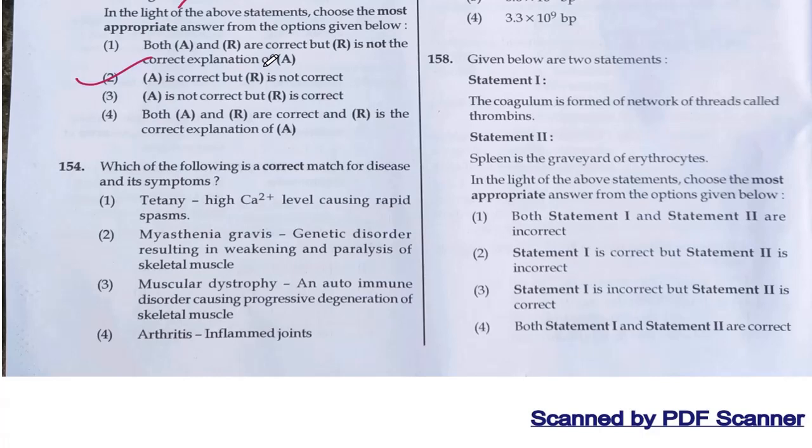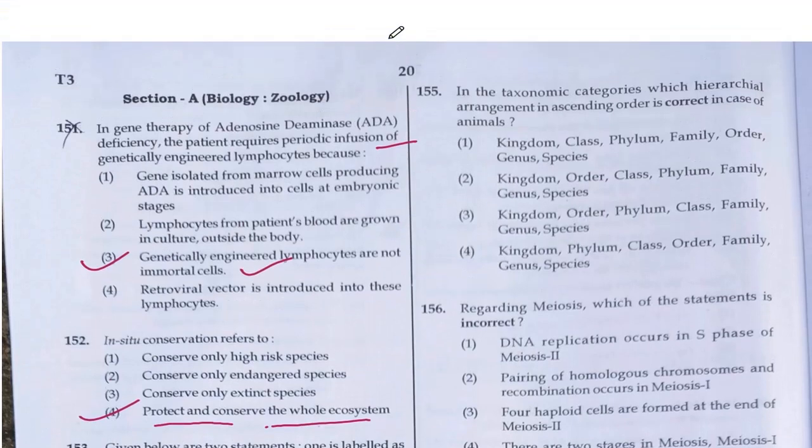Next. Question number 154. Which of the following is the correct match for the disease and its symptom? So that will be your arthritis, that is for your inflamed joints. Option 4 will be the correct one. Coming to question number 155. In the taxonomic category, which hierarchical arrangement is in ascending order? The correct sequence will be, starting from kingdom, phylum, class, order, family, genus, species. So option 4 will be the correct one.